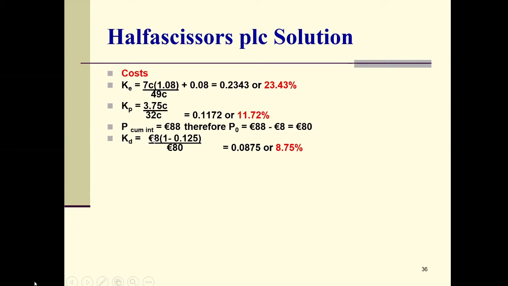Interest, €8, 1 minus t. That's a decimal, 12.5%, 0.125. You get about 7 over 80, 0.0875, 8.75%. So that's really what was involved for this question. It was the easiest of the three questions on that page you have here.